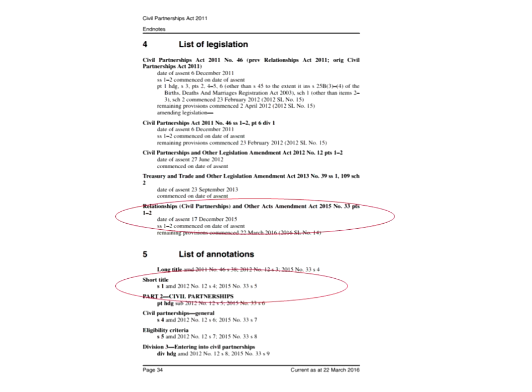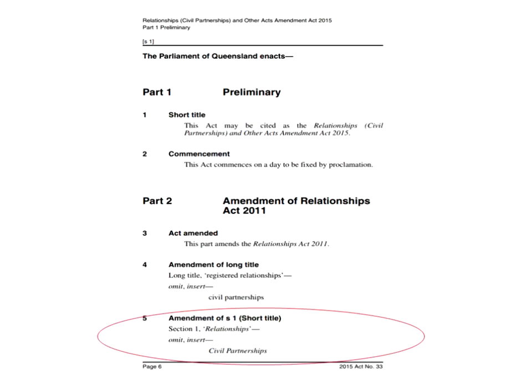Looking at the 2015 amendment, we know that the short title has been changed back again. So you could look at the changes in the annotations there to say the short title changed in 2012, we looked at that, but 2015 is Act number 33 of 2015 and Section 5. So that would take you directly to this little screenshot here, which shows you that relationships in the short title should be omitted, and you should insert civil partnerships.